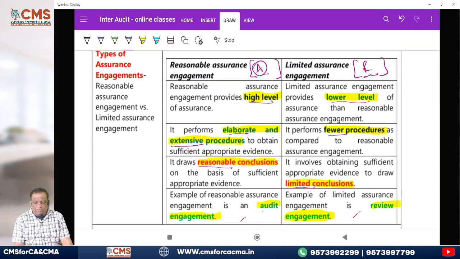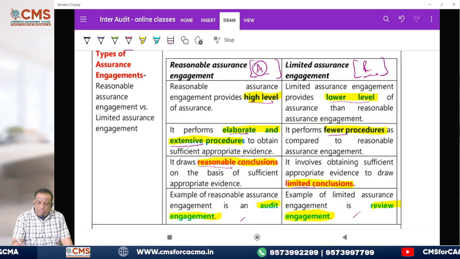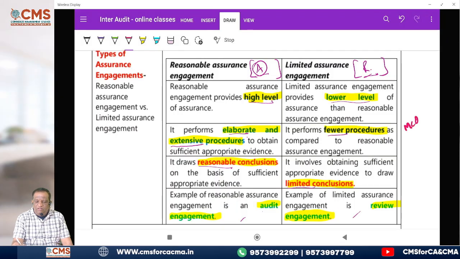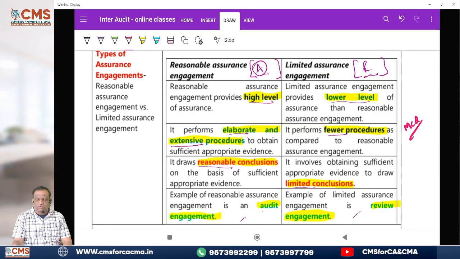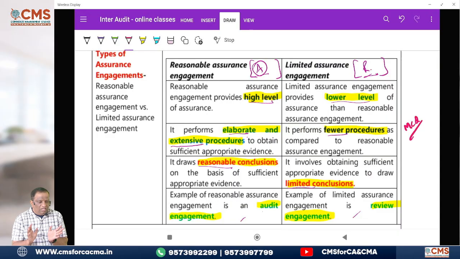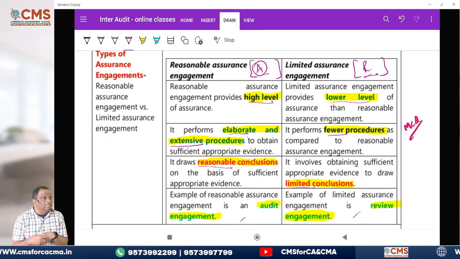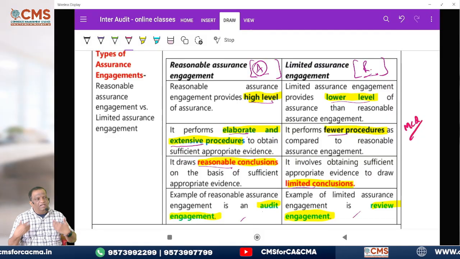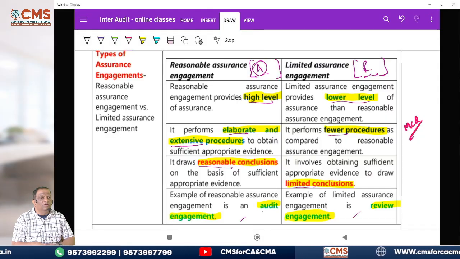And particularly this second point, he is asking MCQs. That is, who would be performing fewer procedures? He is asking MCQs. That's where, as I keep telling you, your battle is half won if you are able to sensibly guess what is more important for the examination. Otherwise, you start reading all points with the same kind of importance. That's where you go wrong.